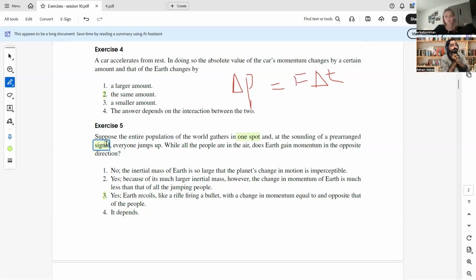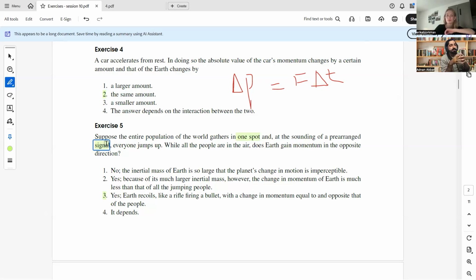So let us check. In the first part: no, the inertial mass of the Earth is so large that the planet's change in motion is imperceptible. He is justifying the answer as the mass of the Earth compared to the mass of that population is much larger, so it will not affect. But it is not the answer because it is violating the law of conservation of momentum.